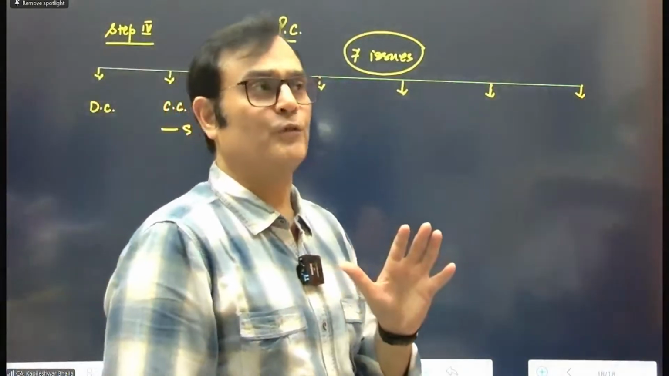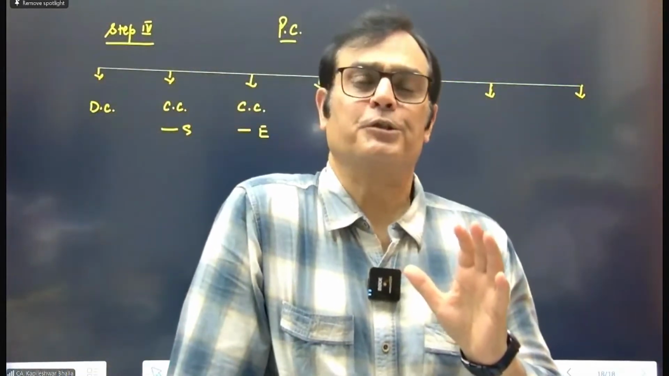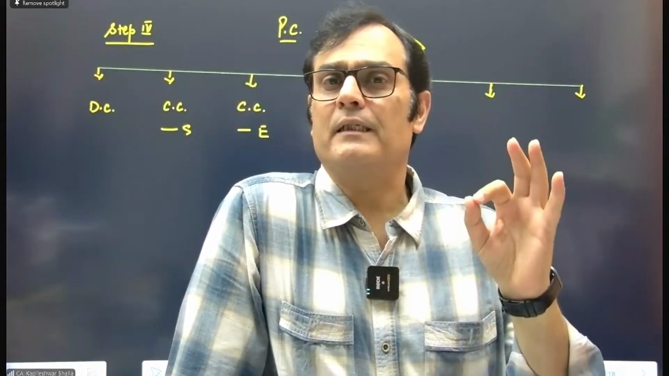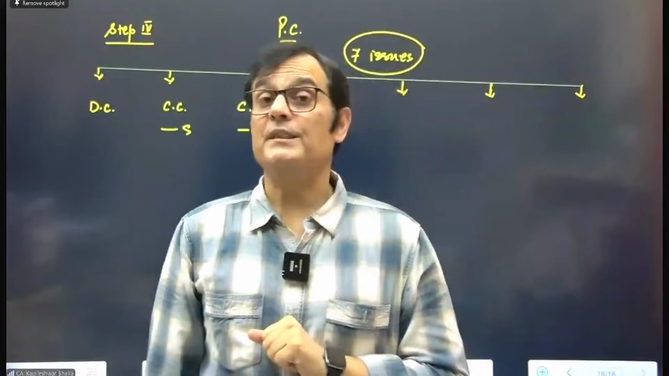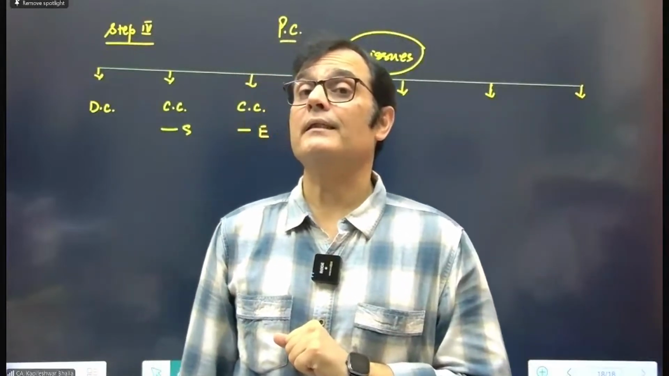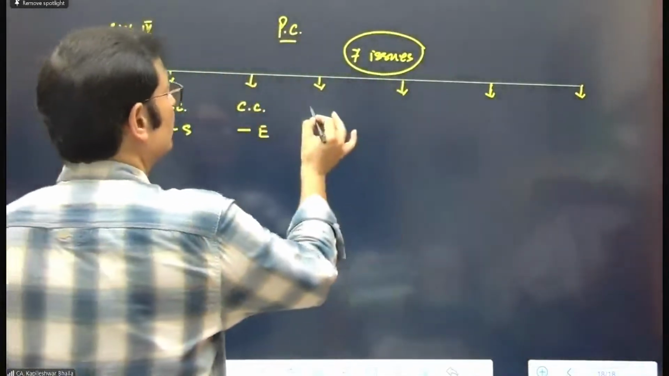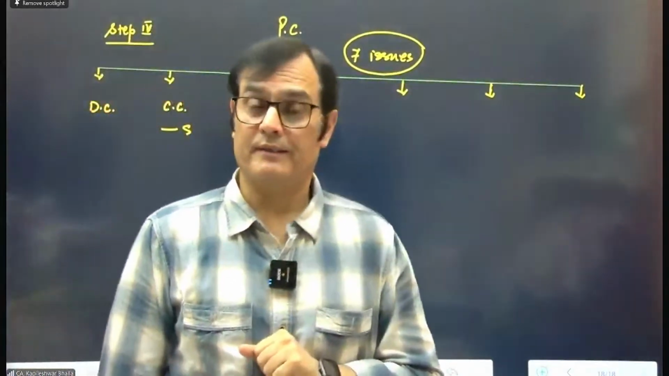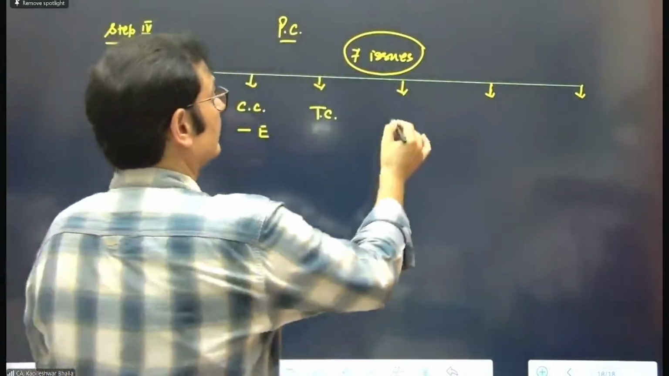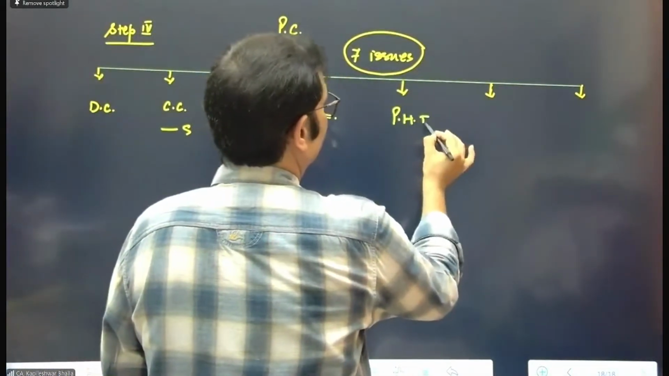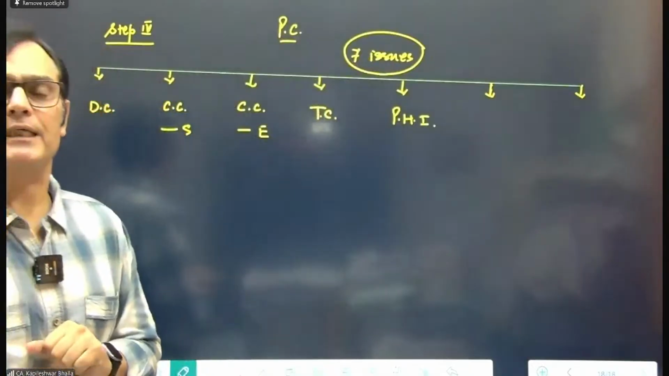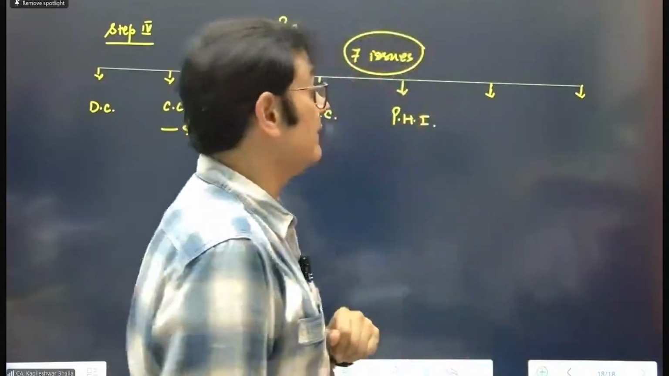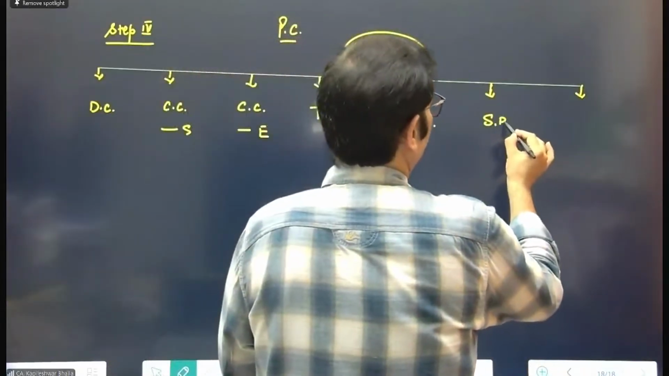So get the focus clear. You've got a DC, a deferred consideration. You've got a CCS, contingent consideration paid in the capacity of the shareholder. CCE, contingent consideration payable in the employee's capacity. Then we've got TC, transaction cost. Then there is PHI, the previously held interest. We saw that in the concentration test as well. Then the next is what we call SBP, share-based payments.